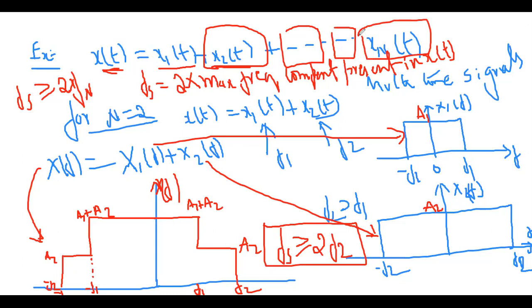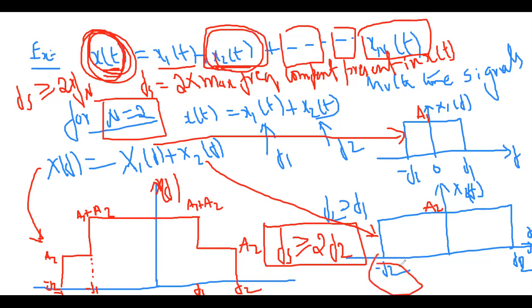Follow, my dear students. In any given signal x of t having the multitone, what is the sampling frequency? Fs is equal to 2 into the maximum frequency component present in x of t. I assume here n is equal to 2, so whatever the maximum frequency is in x2 of t, that is minus F2 and plus F2, that is a sampling. Fs is greater than or equal to 2 into F2. Okay, my dear students, that is one example for the multi-tone signal.